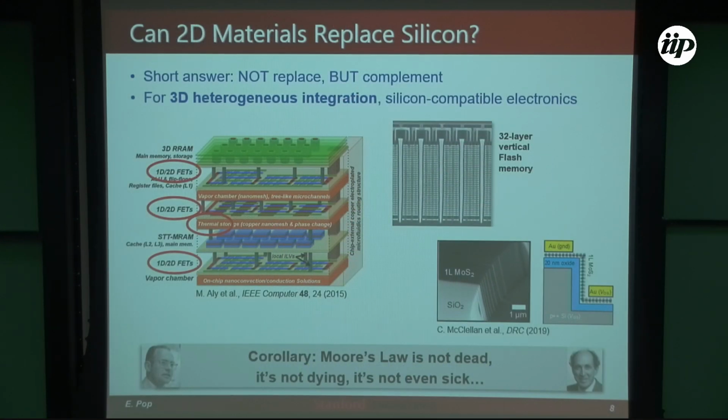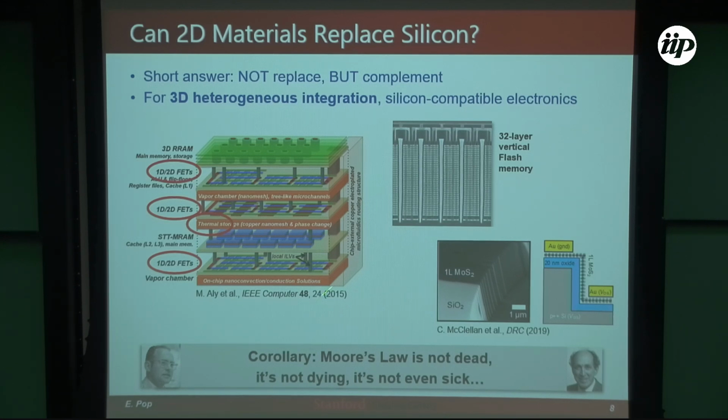Okay. As an electrical engineer, I get asked pretty often, can 2D materials replace silicon? My answer is not replace, but complement. I don't think we can replace silicon. I don't think anything will replace silicon. That's like saying, can we replace the wheel, right? We will never replace the wheel. There's nothing better than the wheel to move around.